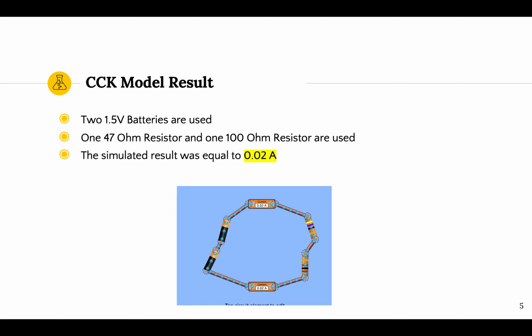So the CCK model results, as you can see in the figure above, this is what it looked like when you modeled it in CCK. Two 1.5 volt batteries are used, and one 47 ohm resistor and one 100 ohm resistor are used. And the simulated result was equal to 0.02 ampere.